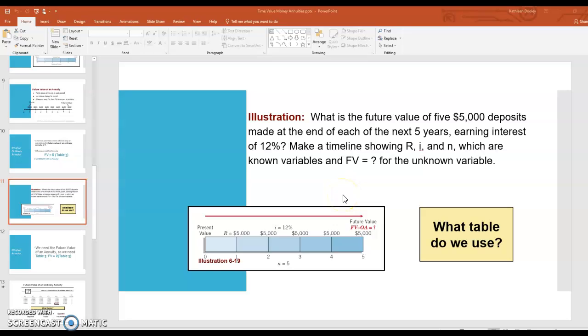So again, for our timeline, we want either future value or present value, but not both for an annuity. And we have our rents, our I and our N. So our rents are $5,000, our N is 5 years, our I is 12%. And what we want in this situation is to know what the future value is. So there's our timeline. Now we're going to use the app.